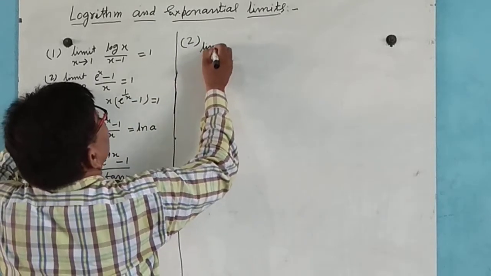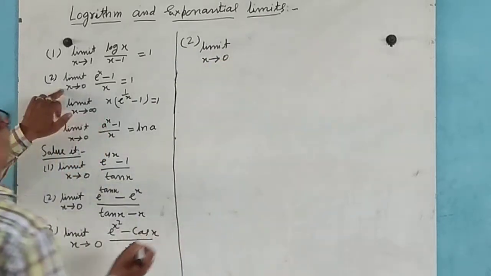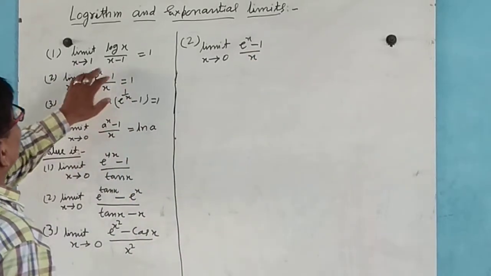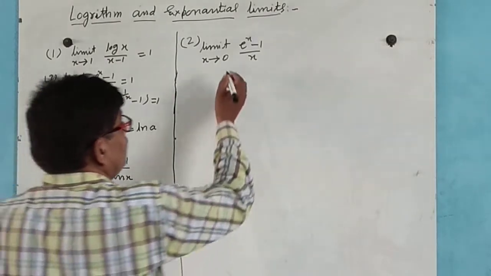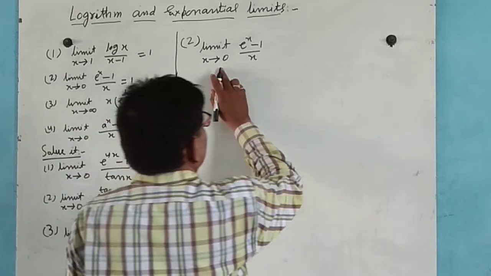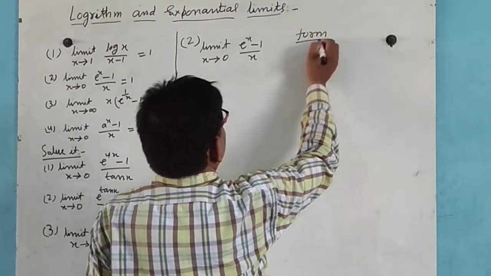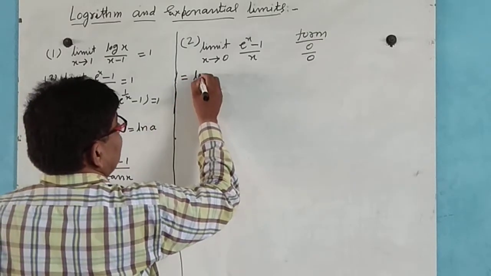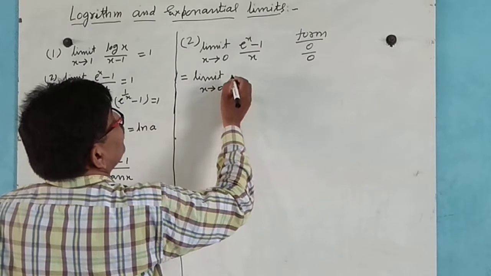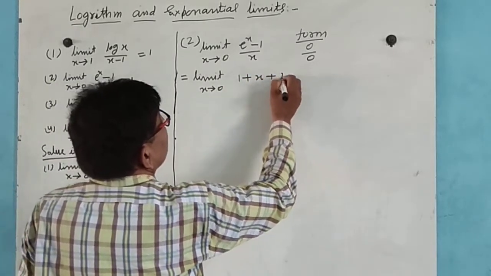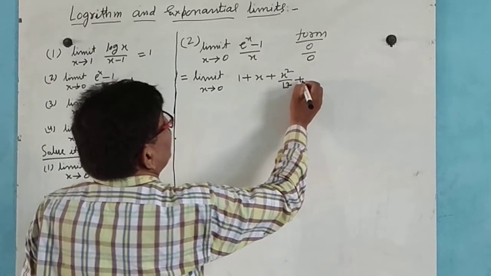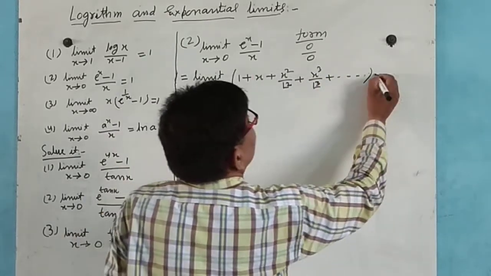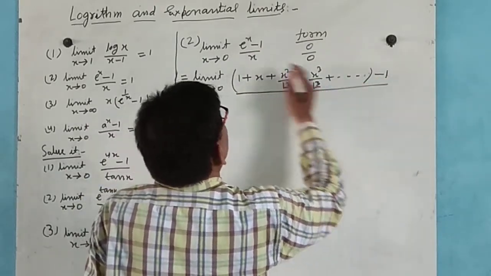Second problem, limit x tends to 0, e to the power x minus 1 by x equals 1. Here we expand e to the power x. If we check the form, at x is equal to 0, this is 1 minus 1, 0 by 0. Here limit x tends to 0, e to the power x is 1 plus x square by factorial 2 plus x cube by factorial 3 and so on, minus 1 divided by x.